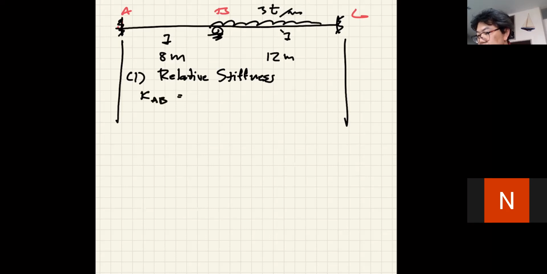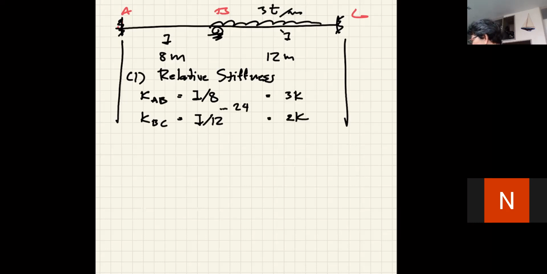KAB is I over 8. KBC is I over 12. In fact, maybe I should always write on the notes program because it writes much better than on the PDF. With the least common number being 24, this is equal to 3K and this is 2K. So now we have the relative stiffness.